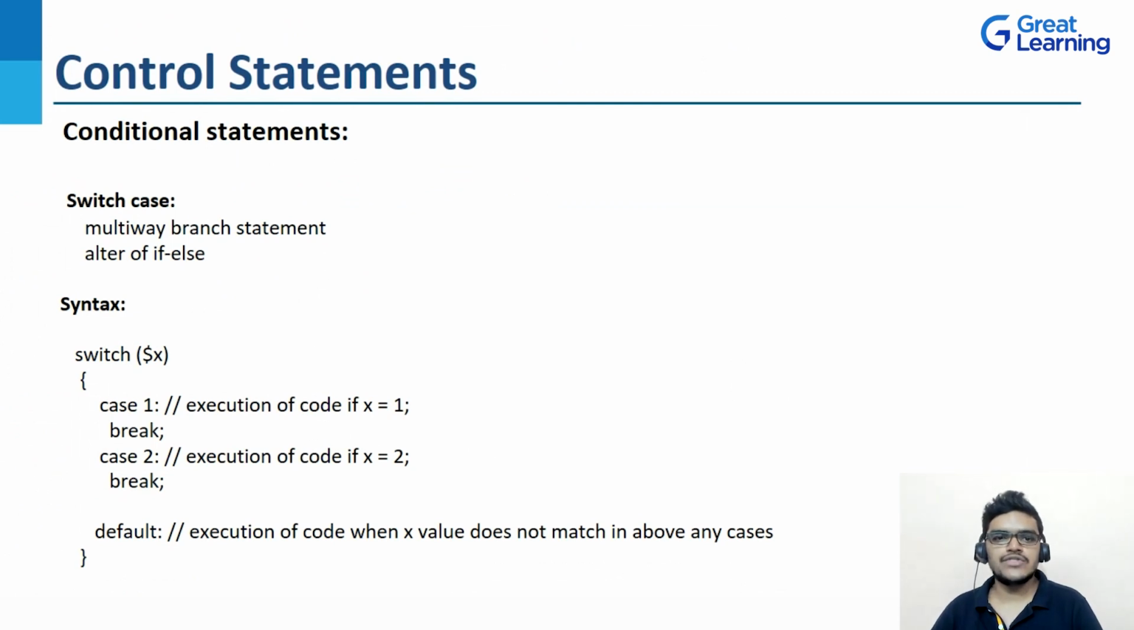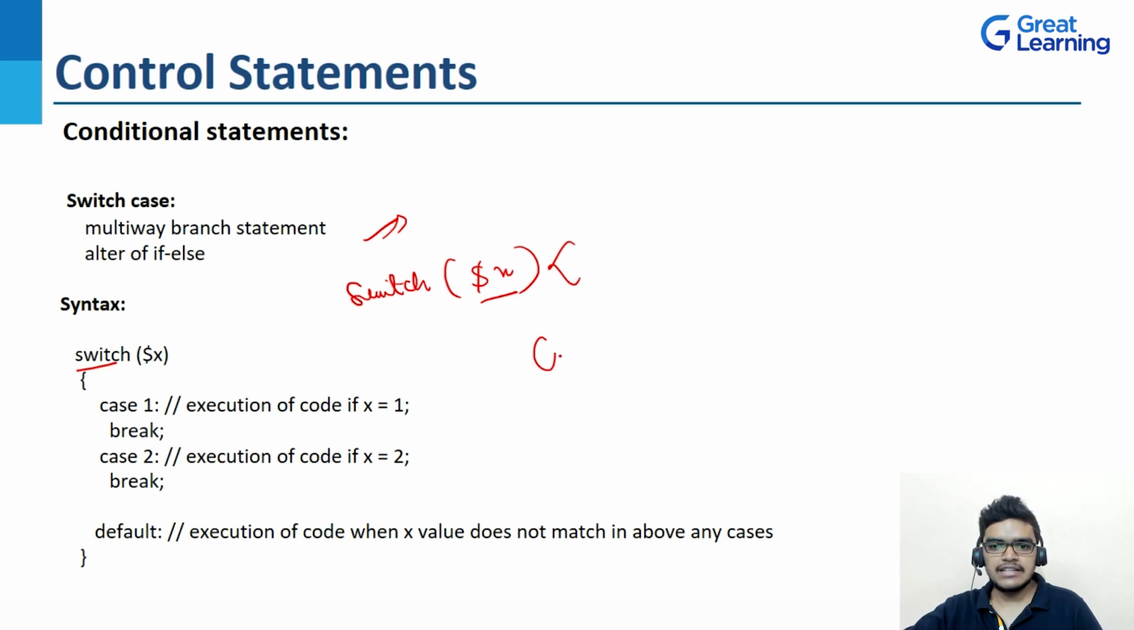Moving next, we are having switch case statements. So switch case statements are multi-branch statements. Now let's understand how the switch case works. So here I will write switch, and inside this switch I will pass a parameter. Let's say the parameter name is $x. Now inside this switch I will take the case. So here I am writing case 1, right?